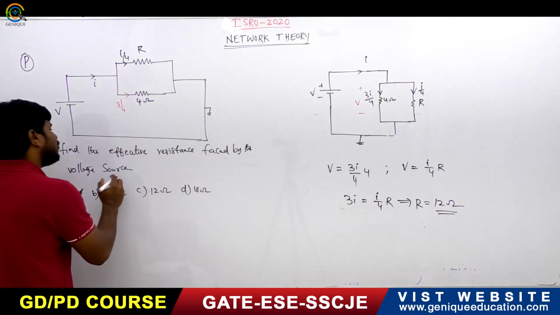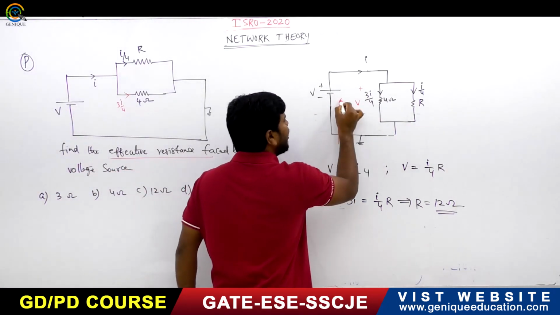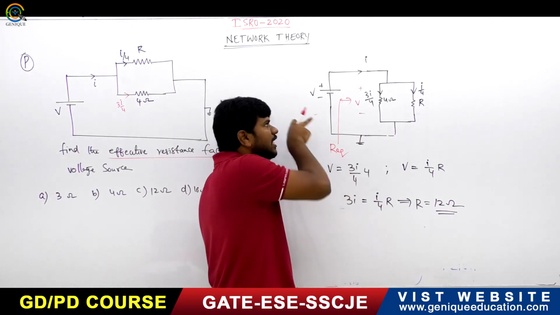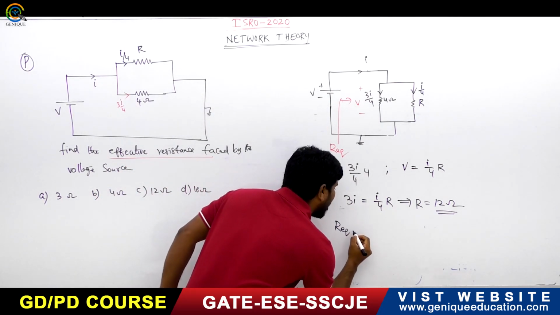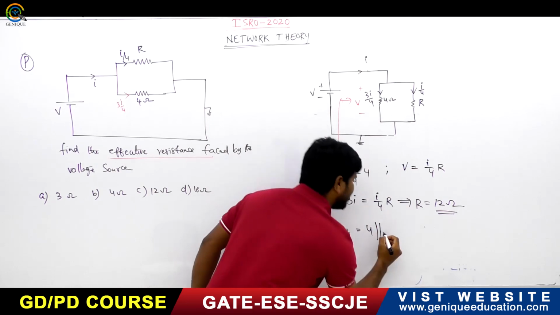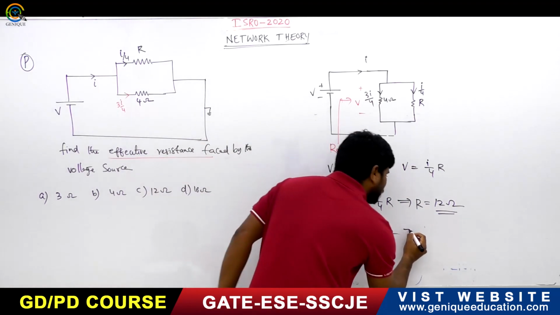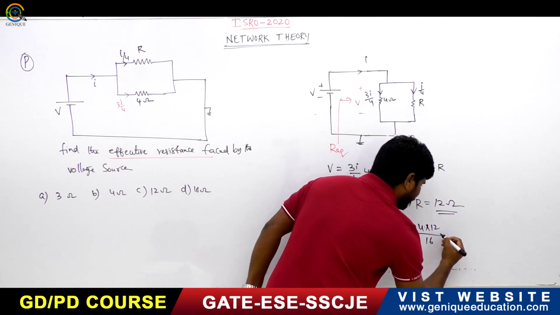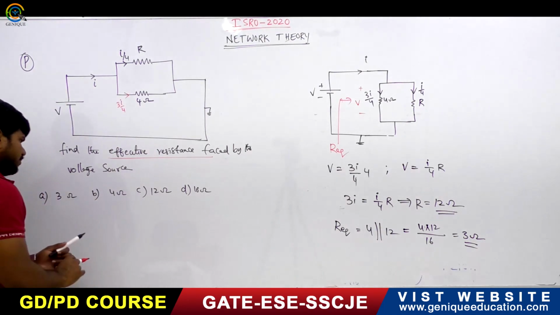What he has asked is to find the effective resistance faced by the voltage source. That means R equivalent, faced by this voltage source. R equivalent is 4 ohm parallel with 12 ohm, which is 4 into 12 divided by 4 plus 12, which is 48 by 16, that is 3. So the answer is 3 ohms.